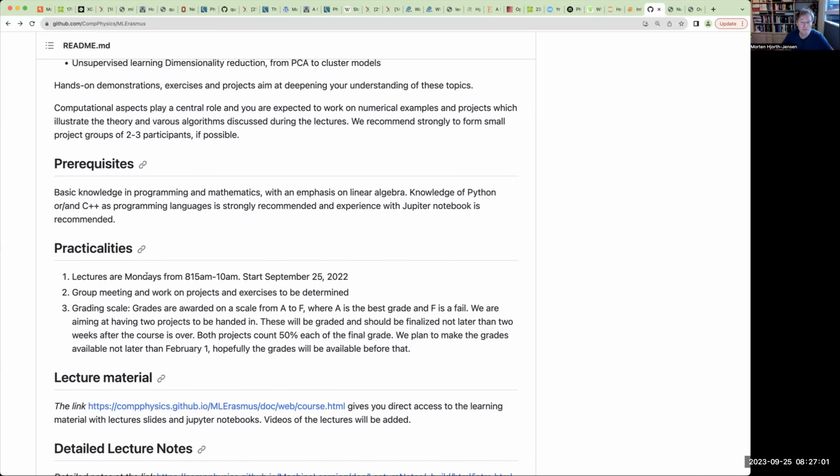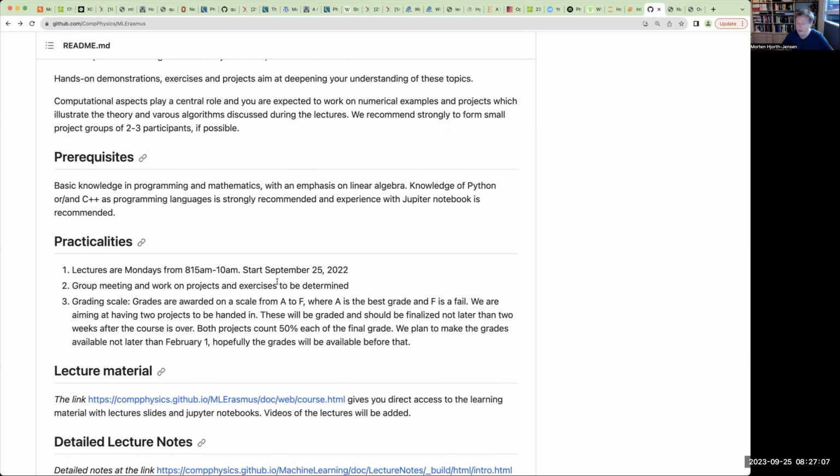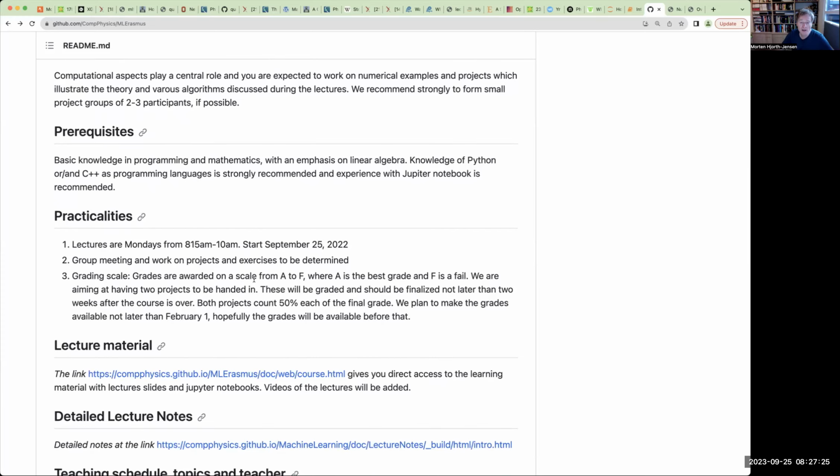Practicalities: we will have these lectures on Mondays. The lectures will be recorded, so you can always revisit them. Group meeting and work on projects: this is something which we would need to decide upon. And typically I was thinking sometimes in the beginning of November, after you had the small break, around the 1st to the 4th of November. And then the grading scale here is roughly as you can see here.